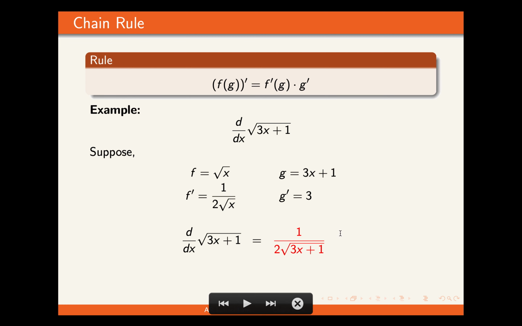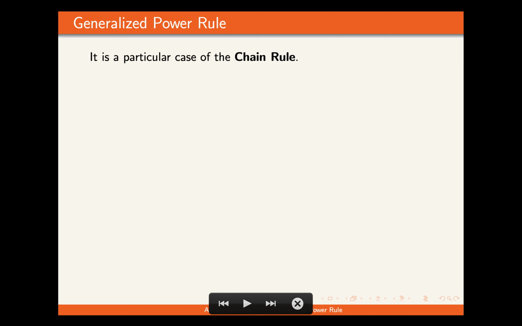Now we need to just multiply by the derivative of g, which will be just times 3. We are done. This is the derivative of the square root of 3x plus 1 by using the chain rule. If we want to rewrite this, we can multiply 3 by 1 to the top. So we have 3 divided by 2 times square root of 3x plus 1 is the derivative of square root of 3x plus 1. So the generalized power rule is actually a particular case of the chain rule, and the rule is defined in this way.